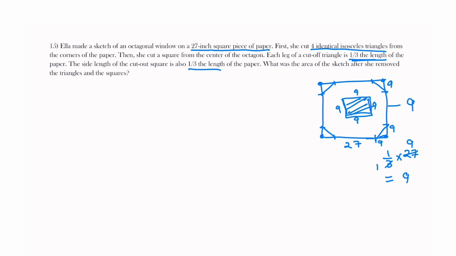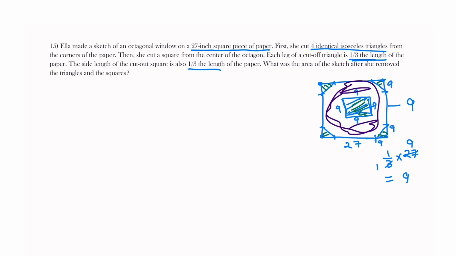The same information. What was the area of the sketch after she removed the triangles and the square? So what are we supposed to find? The area of the space after she has cut off the triangles and the square. So we have to take out this, this, this, all this part. And what we are left with is the part here, right? All this part. So that's the thing that we have to find. What is the area of this space that's left? How do we solve this?